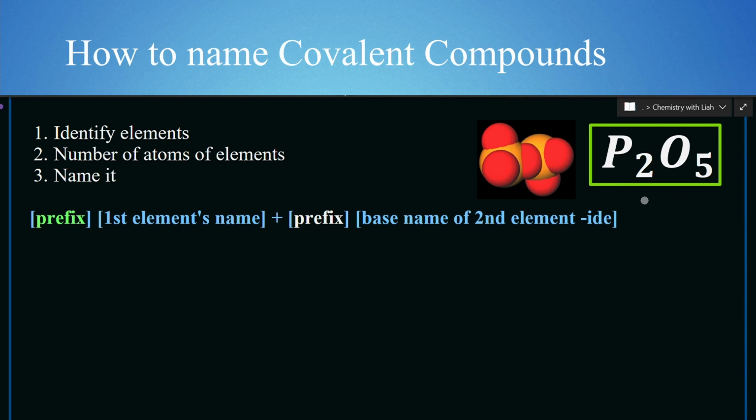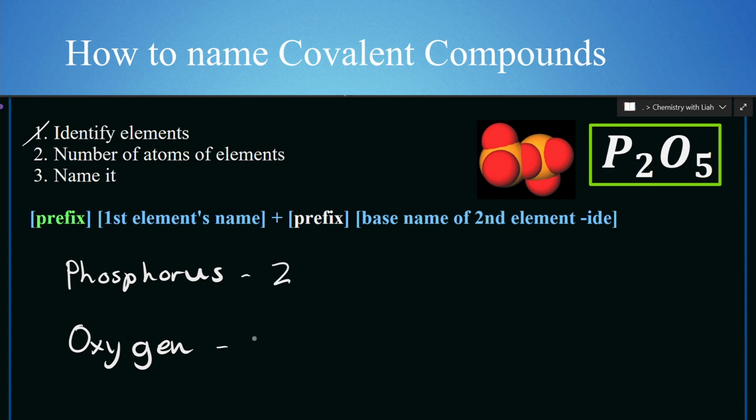So here we have P2O5. All right, and our first step is to identify the elements. So P is for phosphorus, all right, and O is for oxygen. Now we're going to find the number of atoms of the elements. So we have 2 phosphorus atoms, and we have 5 oxygen atoms. All right, and then we're going to follow this kind of formula to name it.